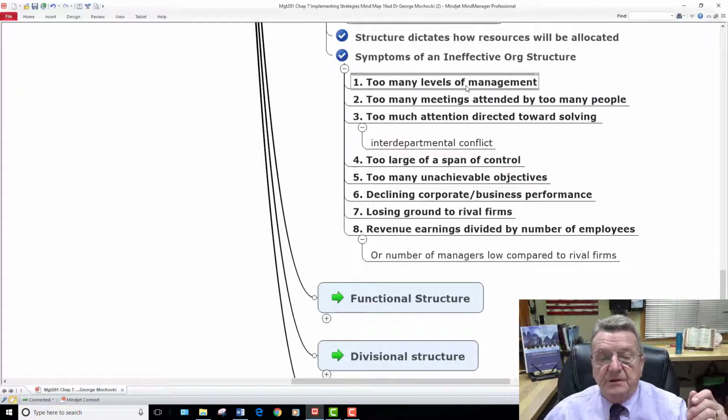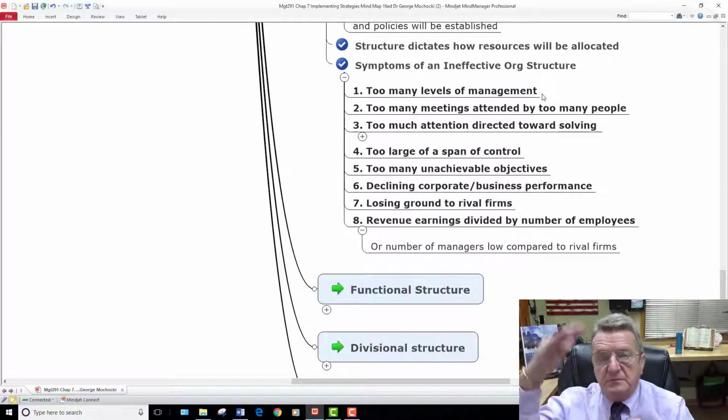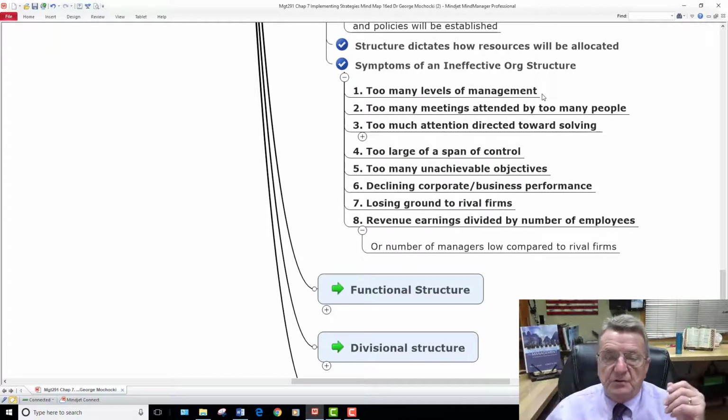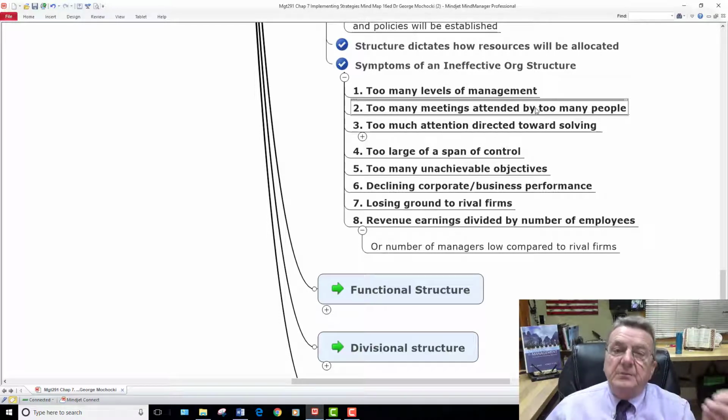Symptoms of ineffective organizations. Okay, too many levels of management. A lot of companies are flatter because of distortions. It takes too long to change anything. Many meetings held, attended by too many people. Just give me the key individuals, because if you have everyone involved in a meeting, they're not productive. You still got a business to run. So you just bring the key individuals.